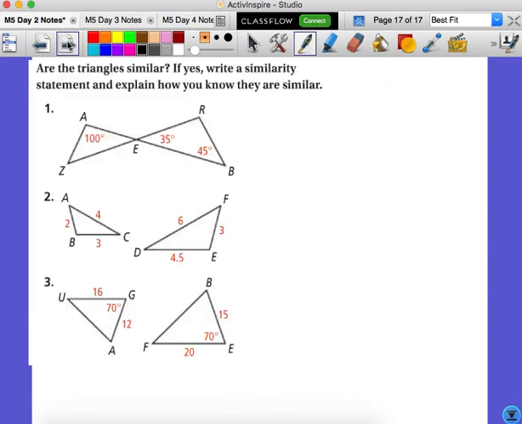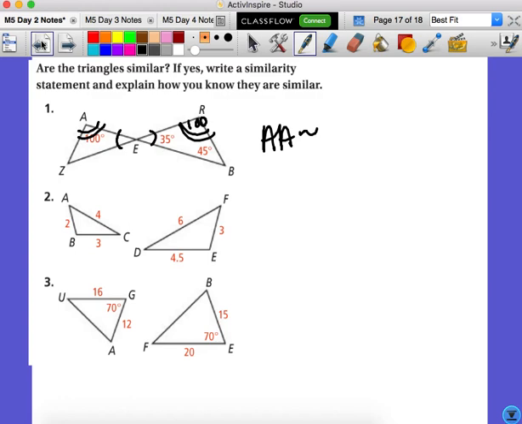Three final questions here, I believe, to look at in terms of are they similar or not. So we've got vertical angles here and here. Again, I do want to find those missing angles. So for this would be 100, which is indeed congruent to angle A. So this is angle similarity.